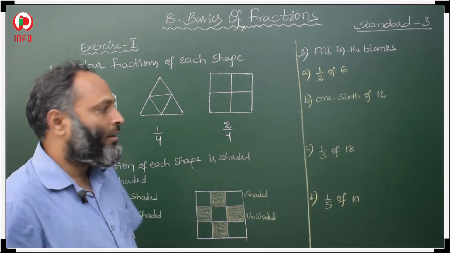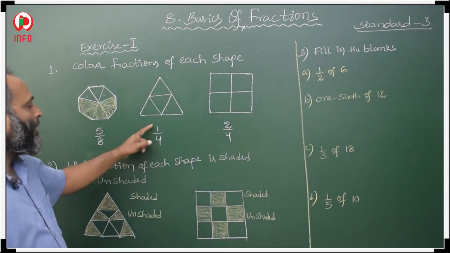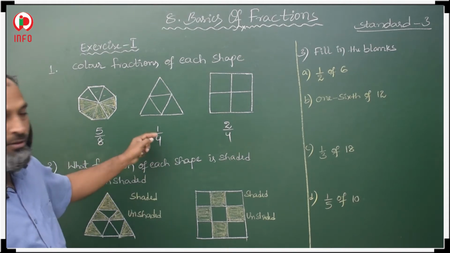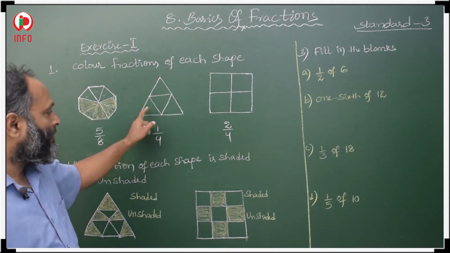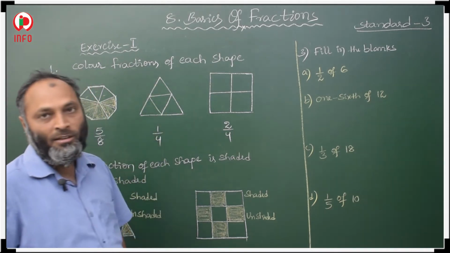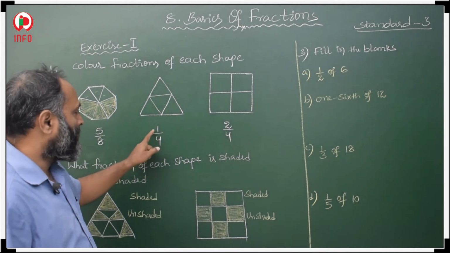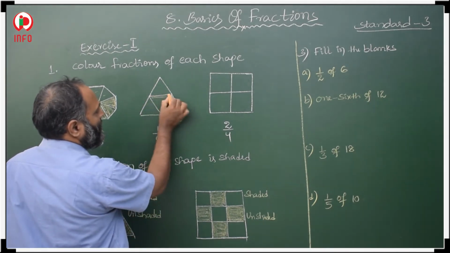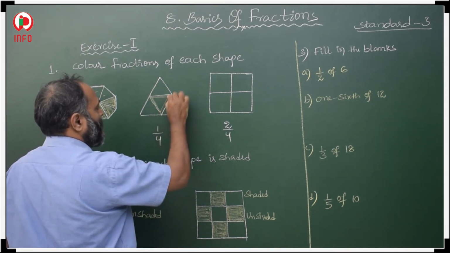5 by 8. Now 1 by 4. The second question is 1 by 4. Total 4 equal parts were there. 1, 2, 3, 4. In these 4 equal parts, 1 part we have to shade. How many parts we have to shade? 1 part we have to shade. Shade 1 part. Okay. This is 1 by 4.